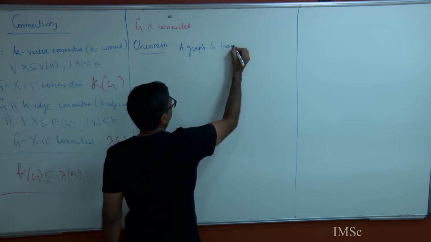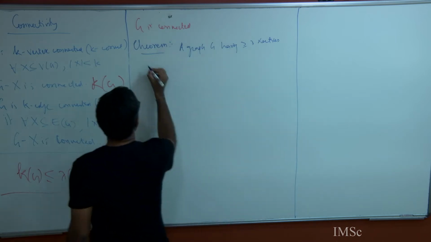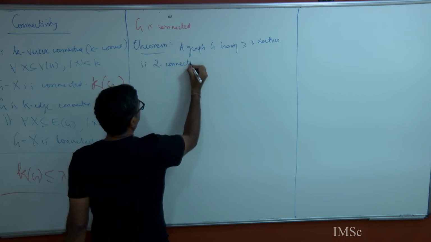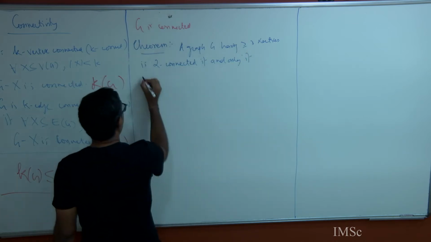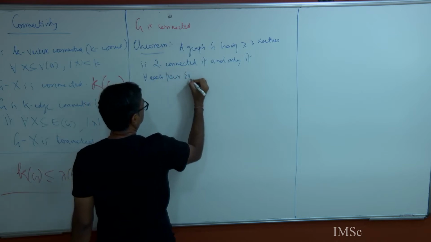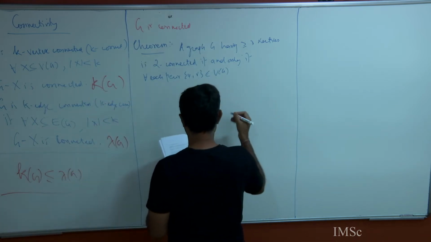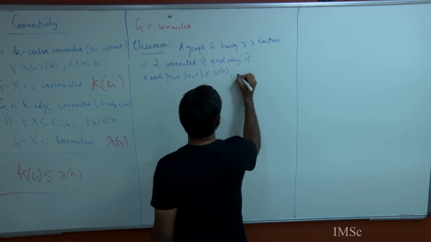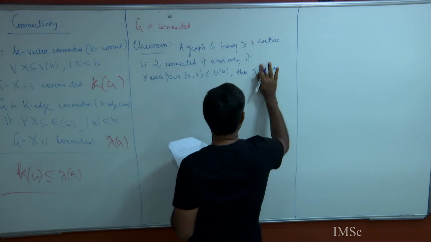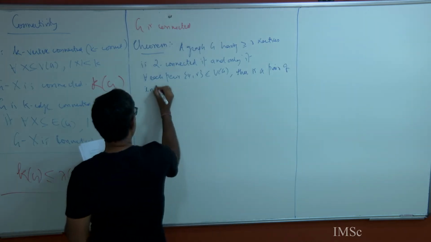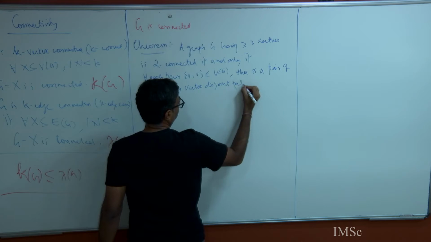A graph G having at least 3 vertices is two connected if and only if for each pair u, v in V(G), there is a pair of internally vertex disjoint paths.